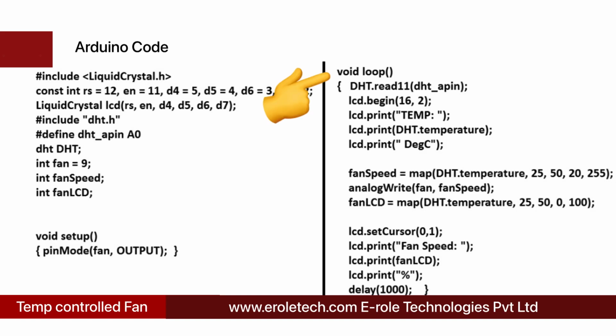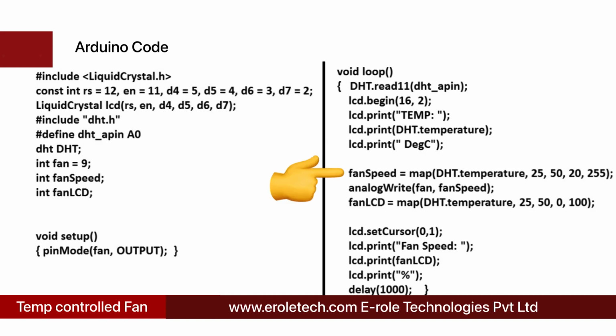Void loop. This function will run over and over again, so whatever we write inside, it will repeat forever. DHT.read11(DHT_pin). It will receive the data from the sensor connected at pin A0 of Arduino. lcd.print(DHT.temperature). It will print the reading of temperature on the LCD display.